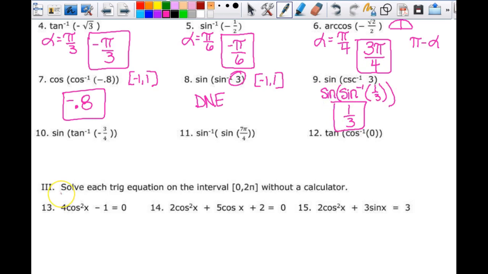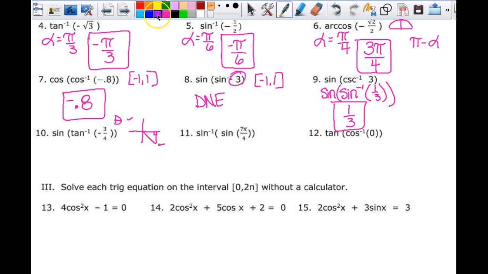All right, so for number 10, since these don't match, I'm going to have to draw this on my circle, and I have to know which quadrant I'm going to be in. Tangent is negative in quadrant 4 and quadrant 2. But because it's the inverse, I'm always getting it out of quadrant 4, because remember we are restricted to those 2 quadrants. So this is what my triangle is going to look like.